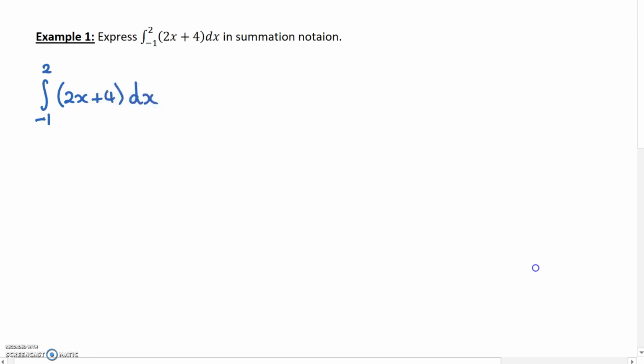Now remember, the summation notation is going to look like this. It's going to be the limit as n approaches infinity of the sum from i equals 1 to n of f of xi times delta x. Okay, so that's what our final answer should look like. Sorry, delta x, I beg your pardon. So we're going to start off with calculating delta x.